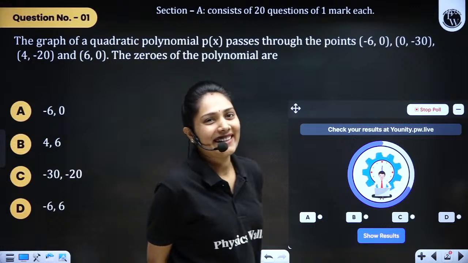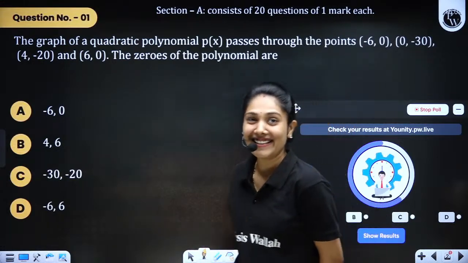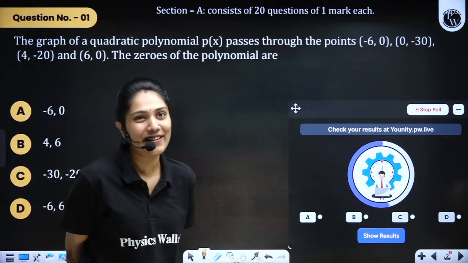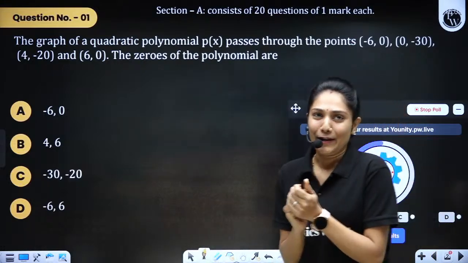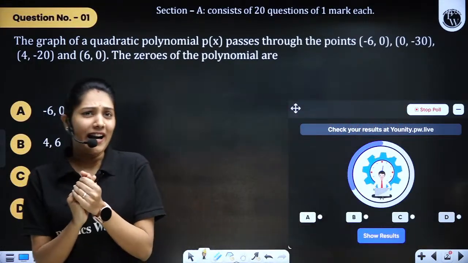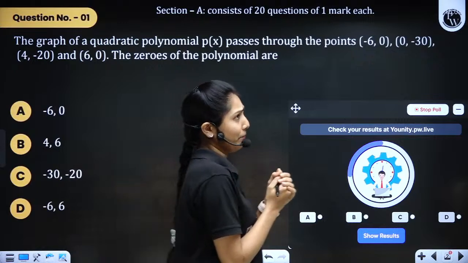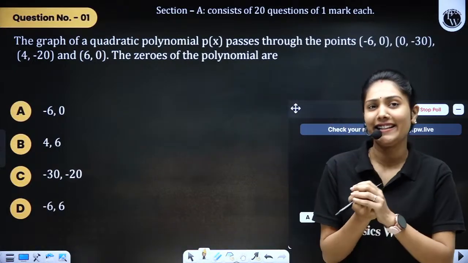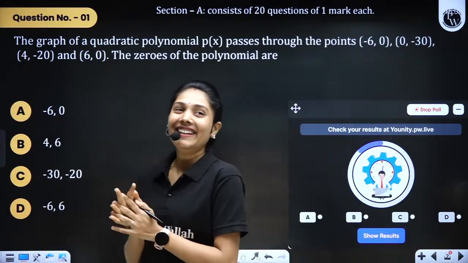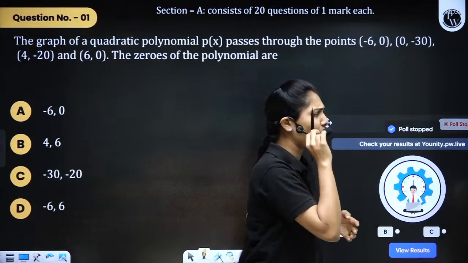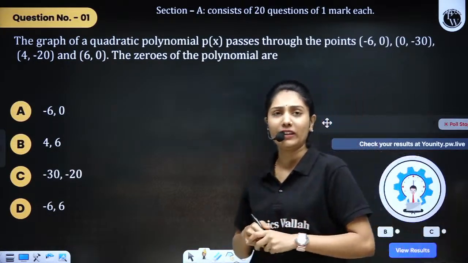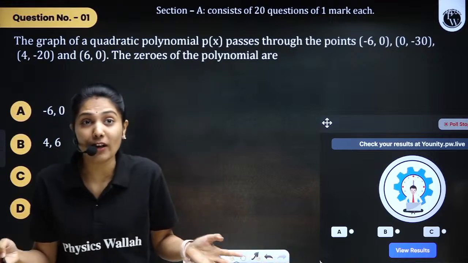Okay, I'm getting the answers in the chat. Let's check if it is correct or not. Most of you are saying option D. Okay, let's see. Actually in this question we don't even have to plot these points on the graph. We don't even have to draw the diagram.